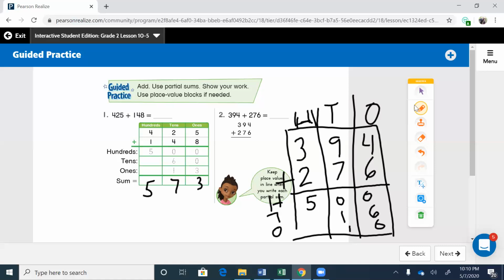6 plus 0 is 6. Oh, it won't let me write it. Okay, I'll just write it here. Oh, I can't. 6. Okay, go to the tens. 1 plus 1 is 2. And then the hundreds. 5 plus nothing is 5. 526.